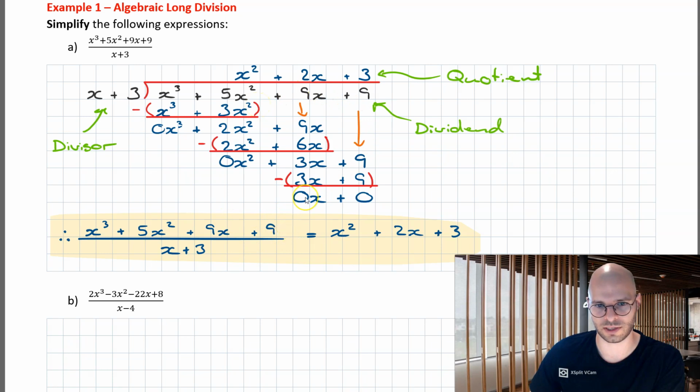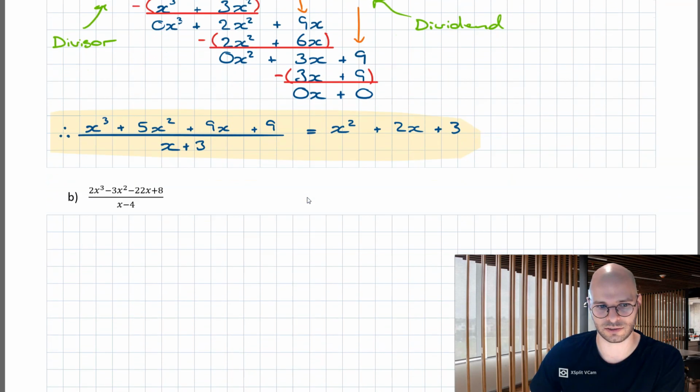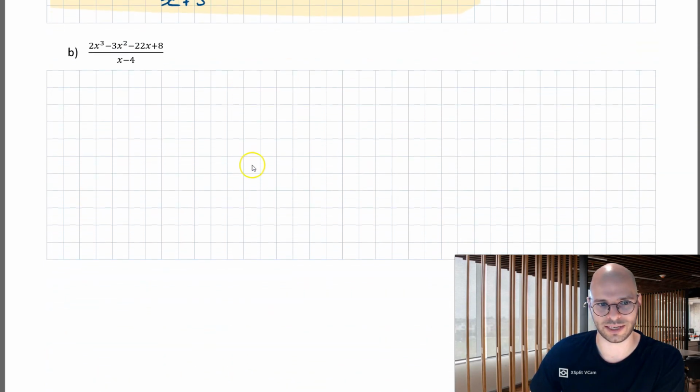Okay, let's have a look at a slightly different case. We have B, 2x cubed minus 3x squared minus 22x plus 8 all over x minus 4. This one is slightly different because we're dealing with negatives now. However, what we're going to discover is that the algorithm is going to remain the same. We start off by identifying our denominator, which will behave as our divisor.